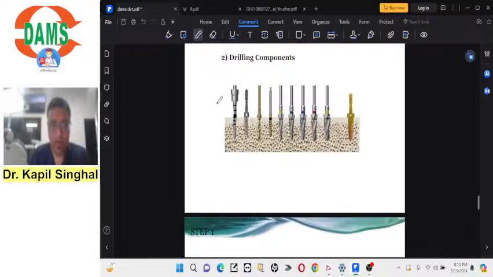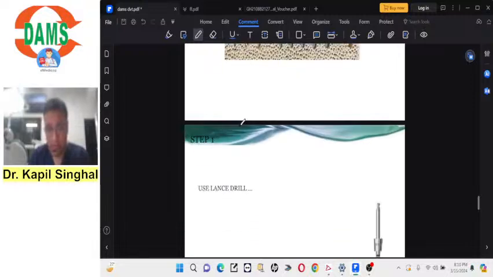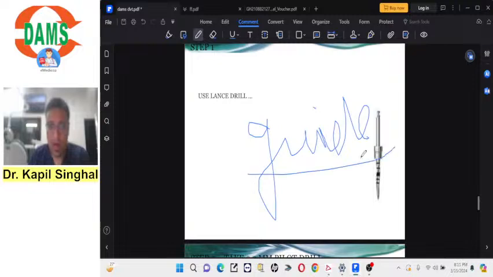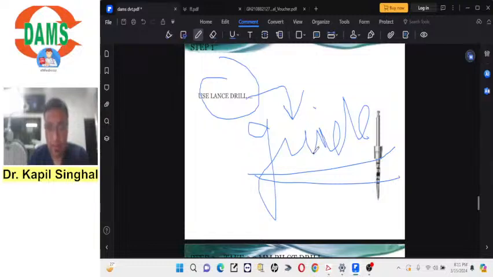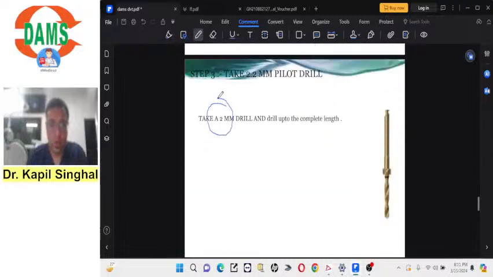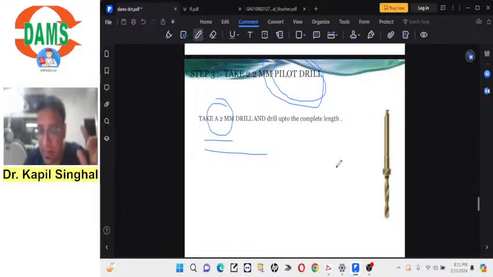Okay, now what are the different drilling steps? The first drill that you use in your implant is known as a guide drill. Lens drill is a type of guide drill. So what you see in the picture is a guide drill. If they ask you, the first drill that you will use is the guide drill. After the guide drill, the second drill is a 2 mm diameter drill and it is known as a pilot drill. So the second drill is a pilot drill.